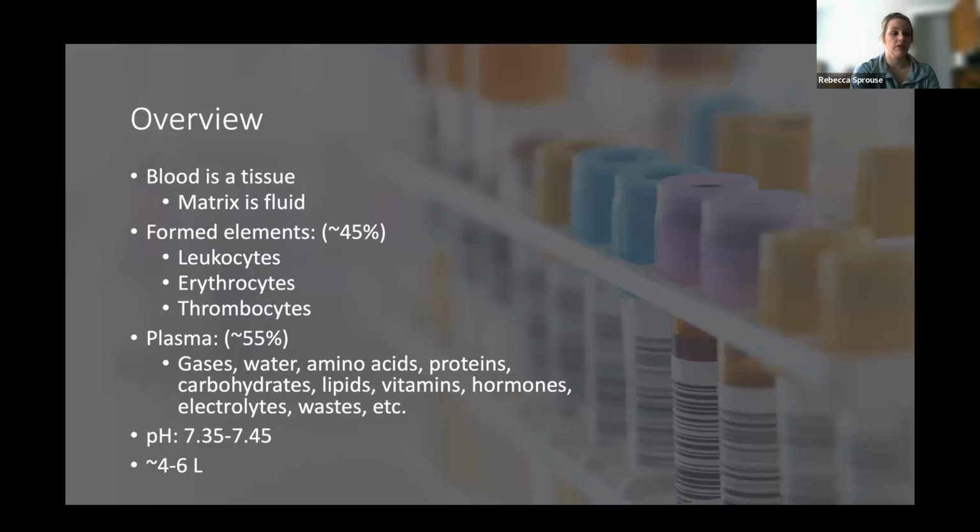Human blood has a pH that is slightly alkaline or slightly basic at 7.35 to 7.45. And the volume of blood in an individual ranges from 4 to 6 liters. Women tend to have less volume than men, just because of our smaller stature, our higher fat content, and our lessened muscle mass.